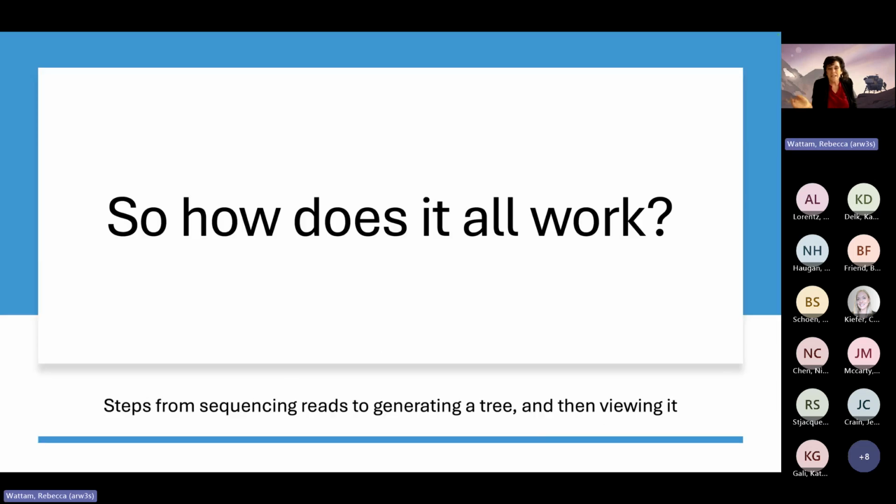So how does it all work? I mean, it seems like magic, at least it does to me. When I get sequencing reads, I don't even have to look at them. I submit them, and hopefully you have a pipeline that builds the alignment, passes it to the tree building algorithm, and then that passes it to a viewer. And then all you have to do is look at the tree. But it is a lot more complicated than that.